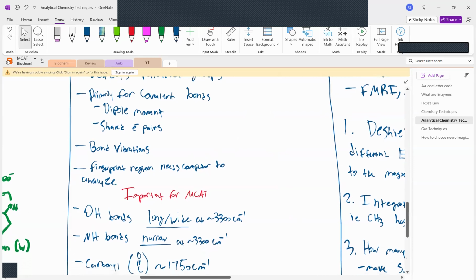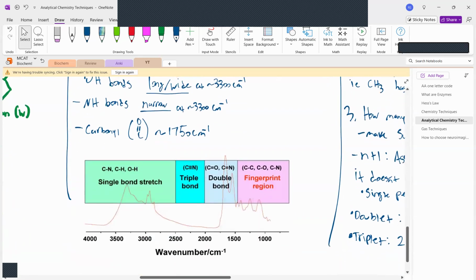And here's an example of it. So we have that fingerprint region, which is over here. Some scientists have different ideas of what the fingerprint region is, but it's a pretty good guess if it's less than 1500 centimeters to the negative one power, it's going to be a fingerprint region.